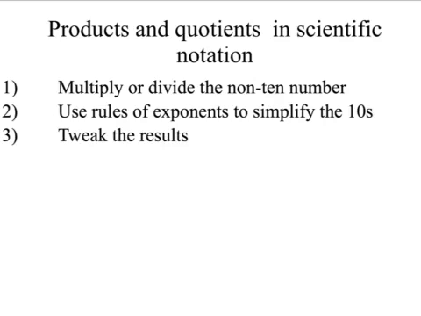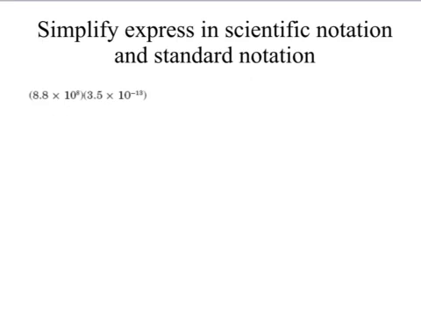So, products and quotients in scientific notation. You want to multiply and divide the non-10 numbers, use the rules of exponents to simplify the tens, and then tweak the results. This is instead of expanding out and doing all that, which you could always fall back on. This is sort of the more concise method for simplifying when you're in scientific notation.